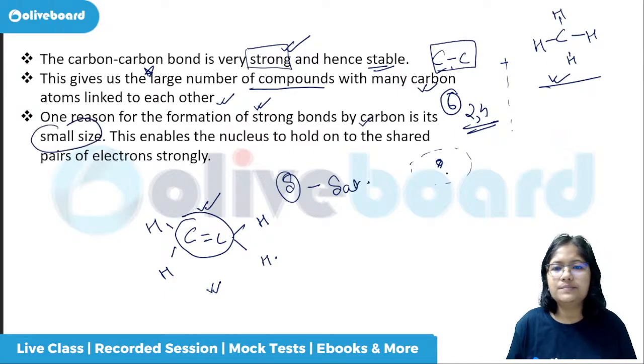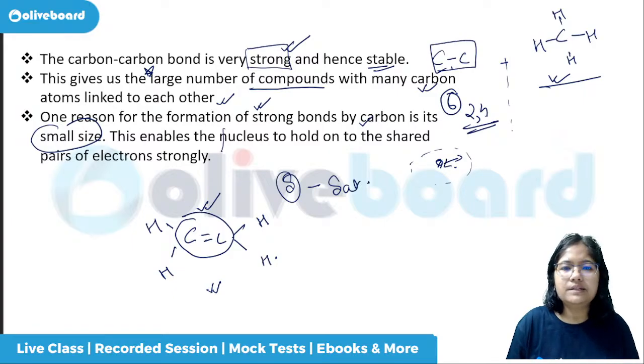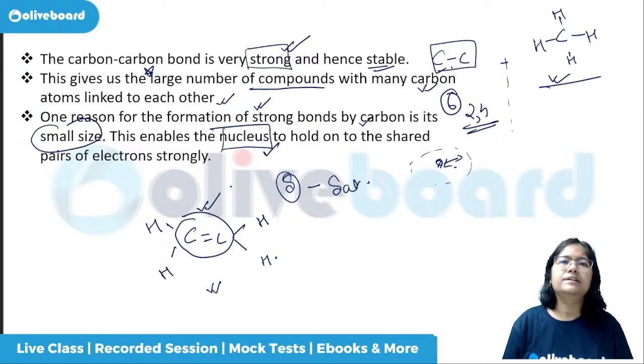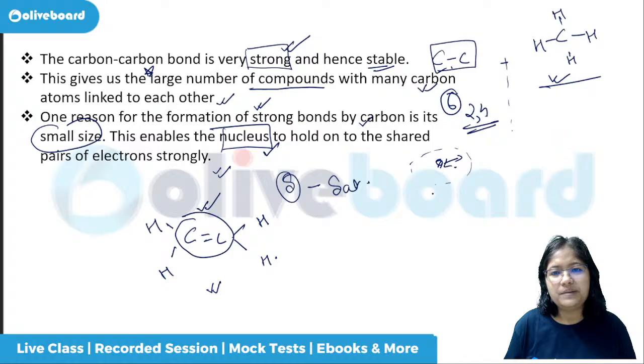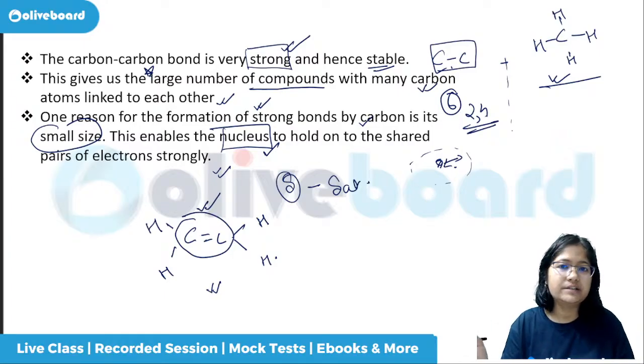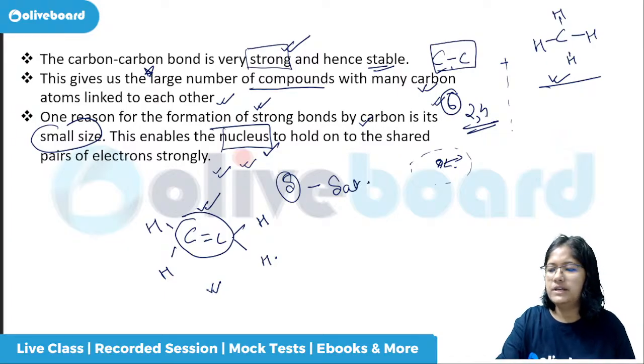One reason for the formation of strong bonds by carbon is its small size. Small size means it is near, so this bond will also be stronger. This enables the nucleus to hold on to the shared pair of electrons strongly. If it were a large atom, the tendency of losing the outermost shell electrons would be more. Similarly here, since it is a small atom, that tendency is less and there will be strong bond formation.